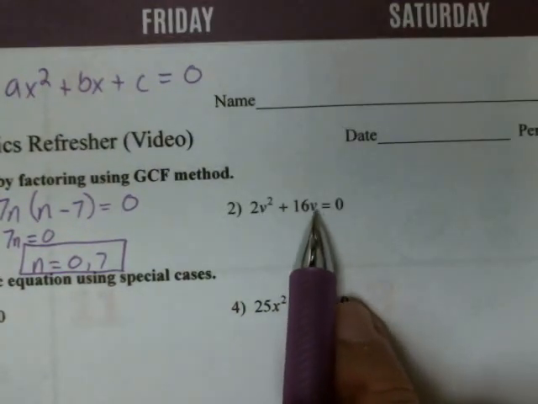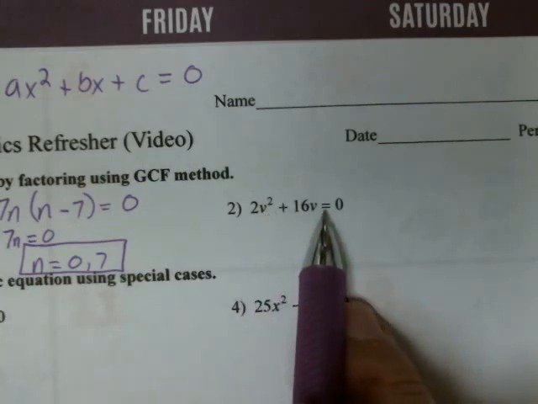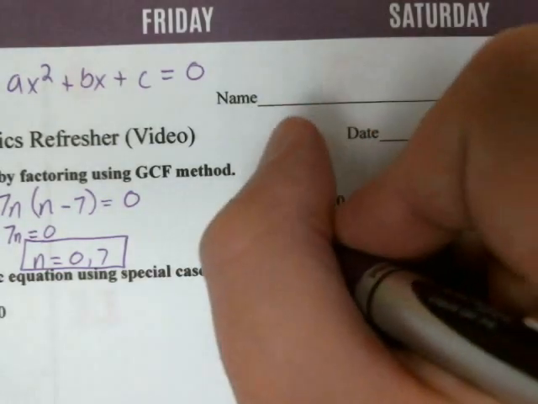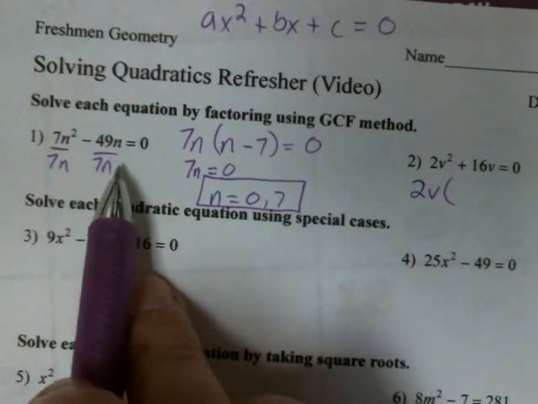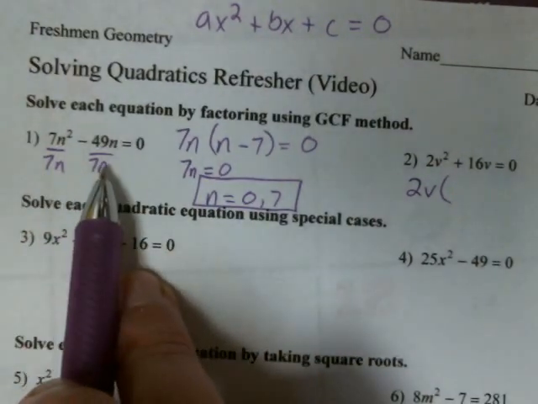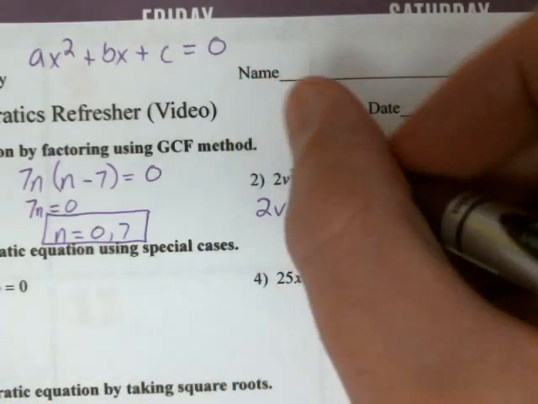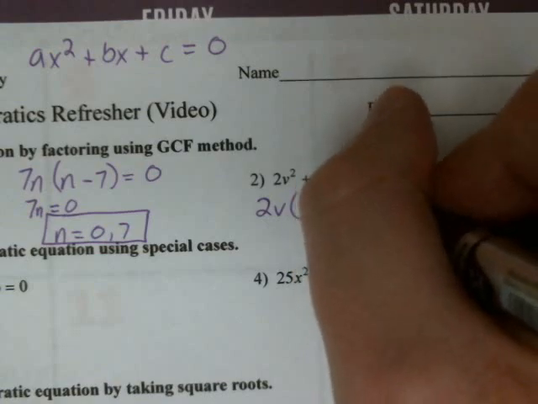Do I have a C term? No, I don't. I've got the ax squared, I've got the bx term, but I don't have the C term. So I can pull out a GCF. What's common to both terms? 2v. So I can pull out a 2v. What will that leave me with? This is what you need to be doing in your head, and you should be getting to the point where you can just do this in your head without writing it out. So 2v squared divided by 2v leaves me with a v. 16v divided by 2v leaves me with a positive 8.